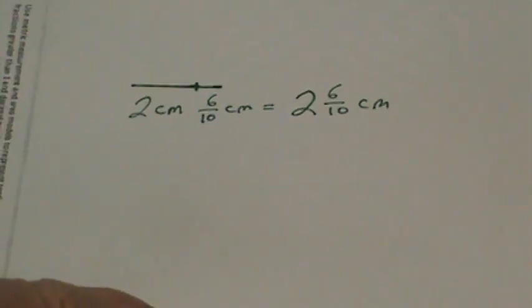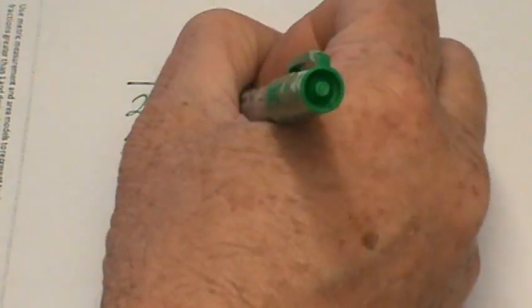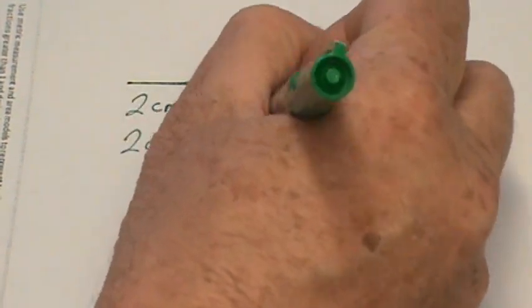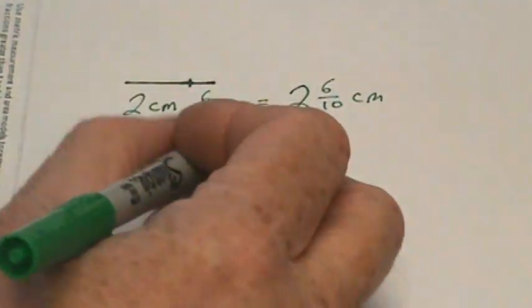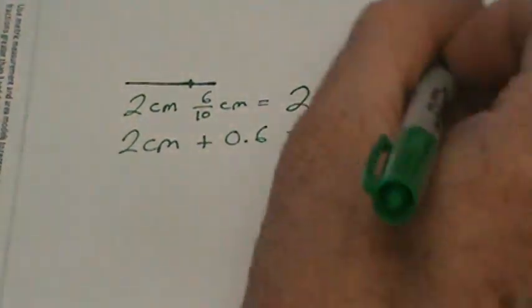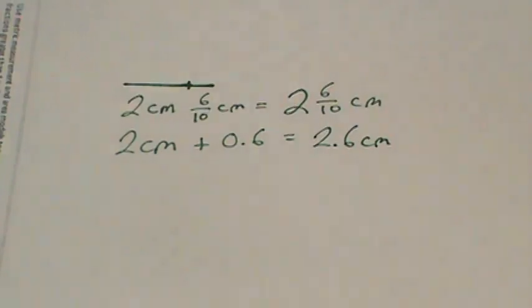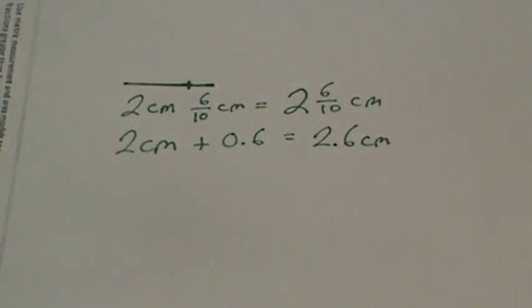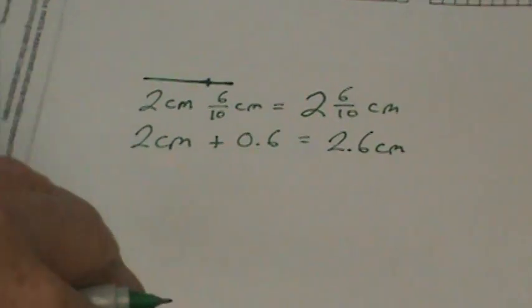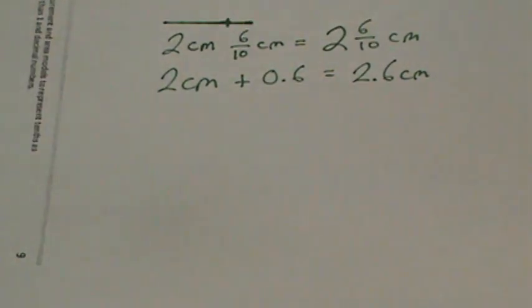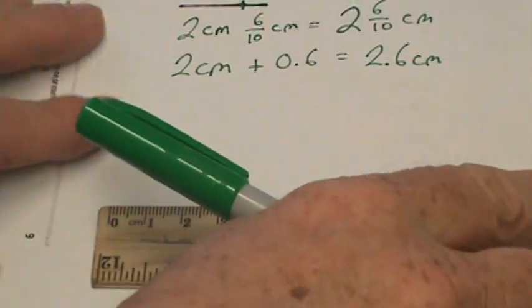We could do this with decimals too. I could do 2 centimeters plus 0.6, 6/10 of a centimeter, would equal 2.6 centimeters. Got that? Now let's just do another one while we've got your attention here. We'll scroll up a little bit. And I'm going to draw 3 centimeters.